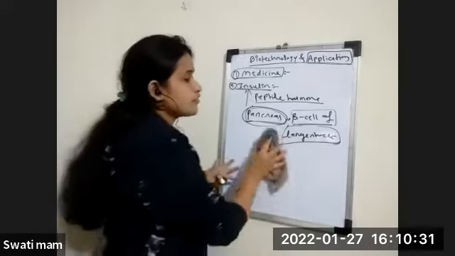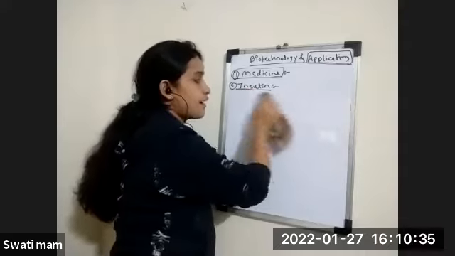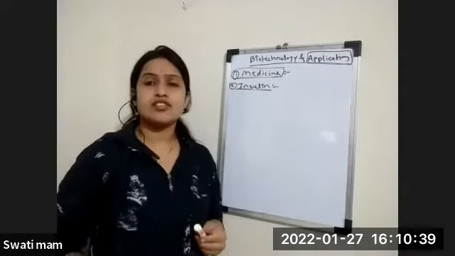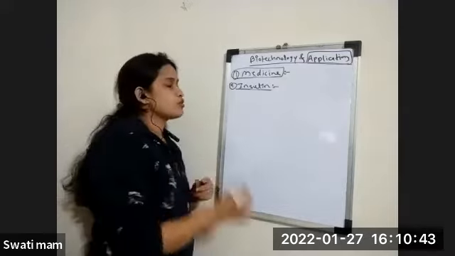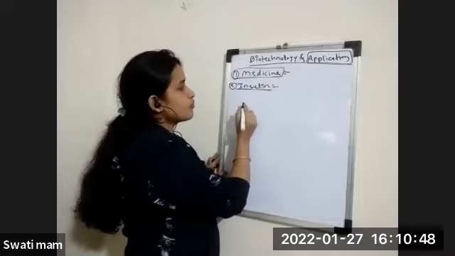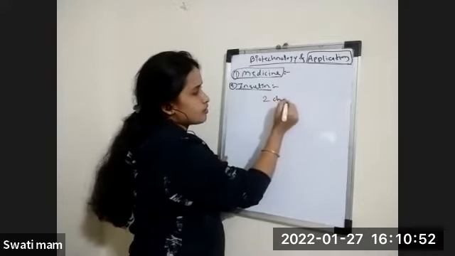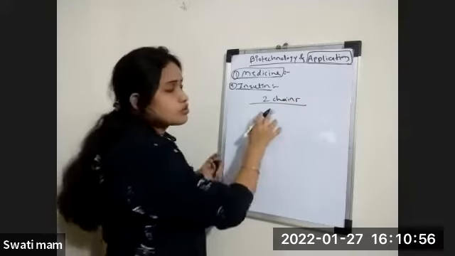Now we will see the general structure of insulin, and after that we are going to study how insulin is artificially synthesized. So this is the introductory part of insulin. Now, the insulin molecule is made up of two chains.